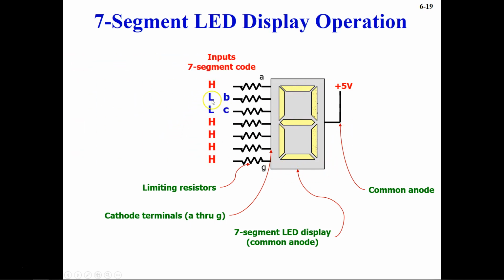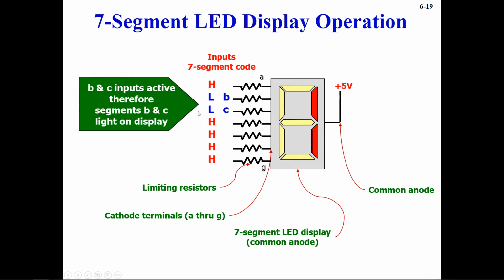So we have input here, high, low, low, and then the rest of them are high. So in this case, B and C will be turned on, and the rest of them will be off. So you see here B and C input active, therefore segments B and C light on the display. Note that inputs are active low, and that's the reason why B and C are turned on. If it was active high, then these two would be 0 or turned off, and the rest of them would be turned on. So the 7-segment display reads decimal 1 in this case when B and C are turned on.